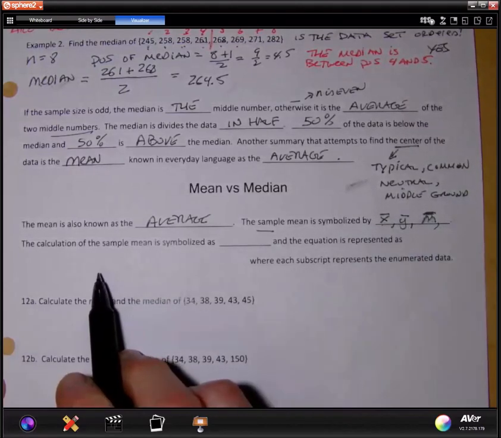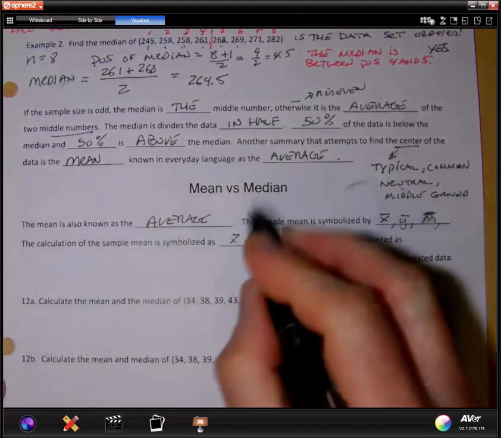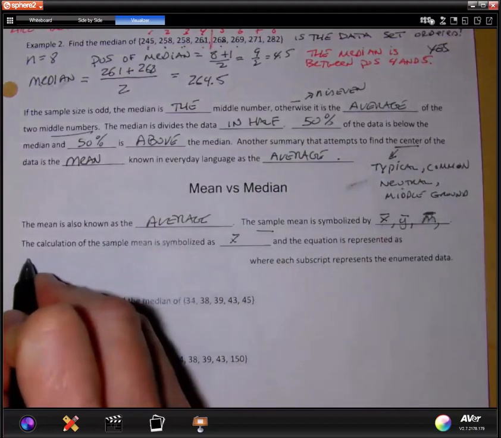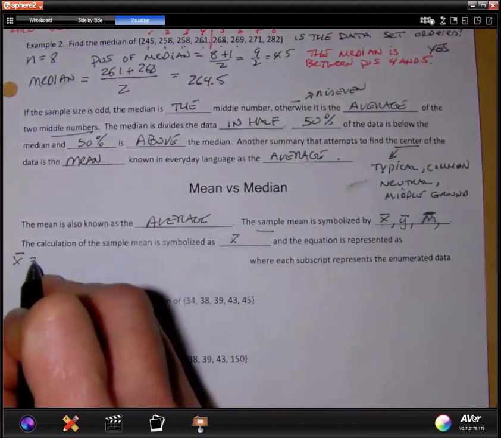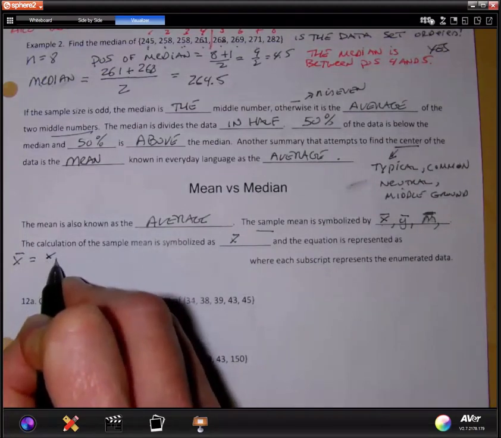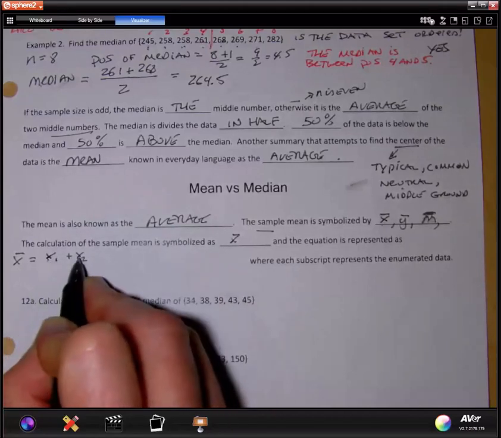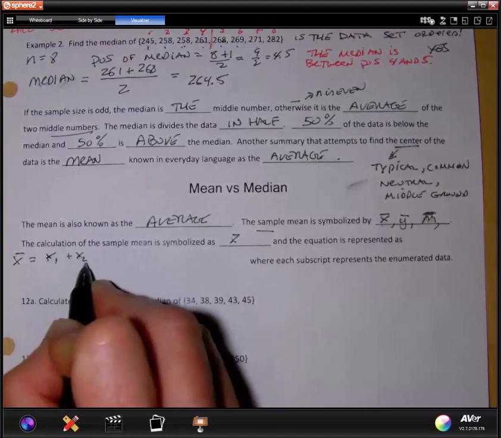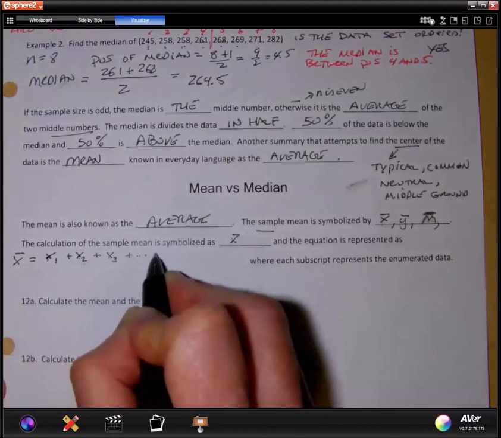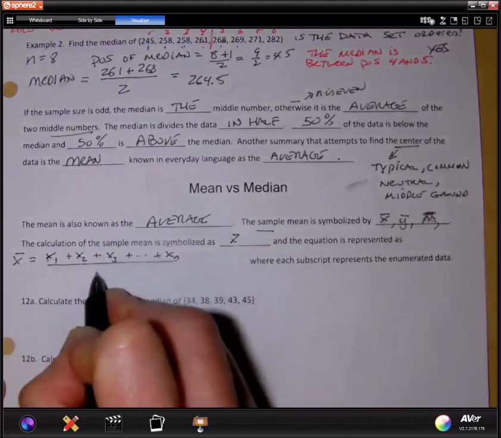The calculation of the sample mean is symbolized as, again, X bar, and the equation is represented as the following. So X bar is going to be x sub 1, a data value, plus the next data value. What this is saying is the variable for our data, we'll label that X. This is the first data value, second data value, and so on. The third data value, keep adding them up until we reach the nth data value, and then divide this by n.